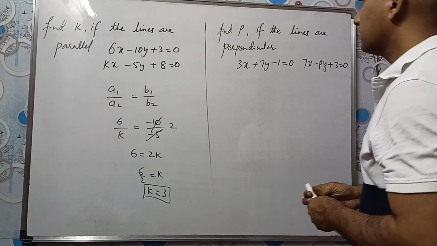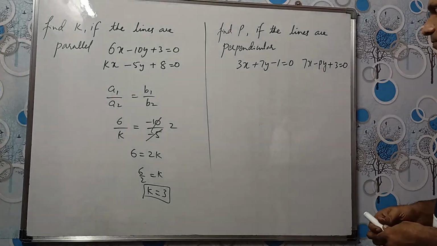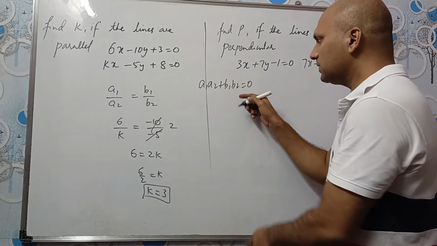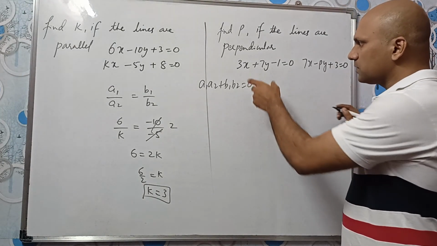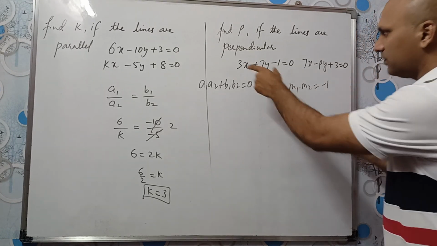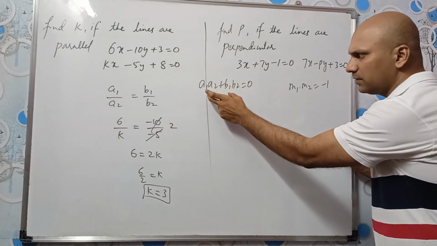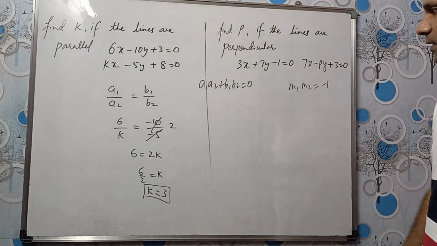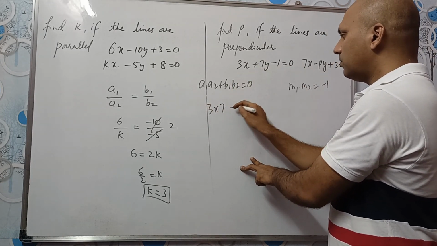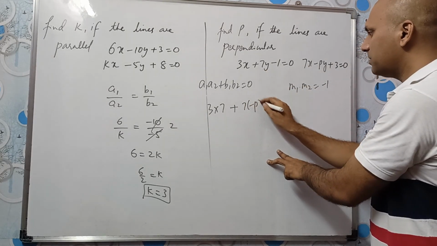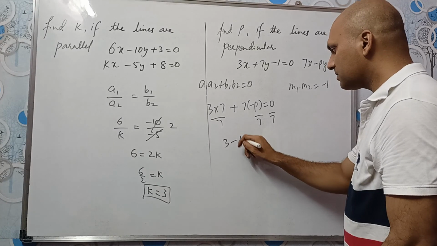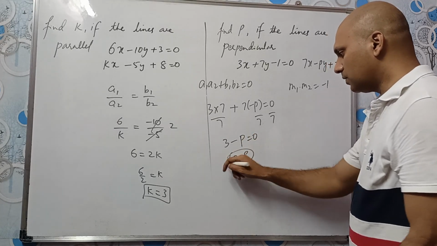Alright, now this one. Find p if the lines are perpendicular to each other. Okay? Just now we have studied that if a1a2 plus b1b2 is equal to 0, then the lines will be perpendicular. Okay? You can find the slopes also. You can find the slopes of this, and m1 multiplied by m2 should be minus 1, right? Slope of this multiplied by slope of this will be equal to minus 1. You do it in this way or you do it in this way, you will get the same value of p. Alright? Let us do it in this way. a1a2, 3 into 7, plus b1b2, 7 into minus p should be equal to 0. Okay? So see, you can divide both sides by 7, so this will be 3 minus p is equal to 0, or p is equal to 3, or 3 is equal to p.